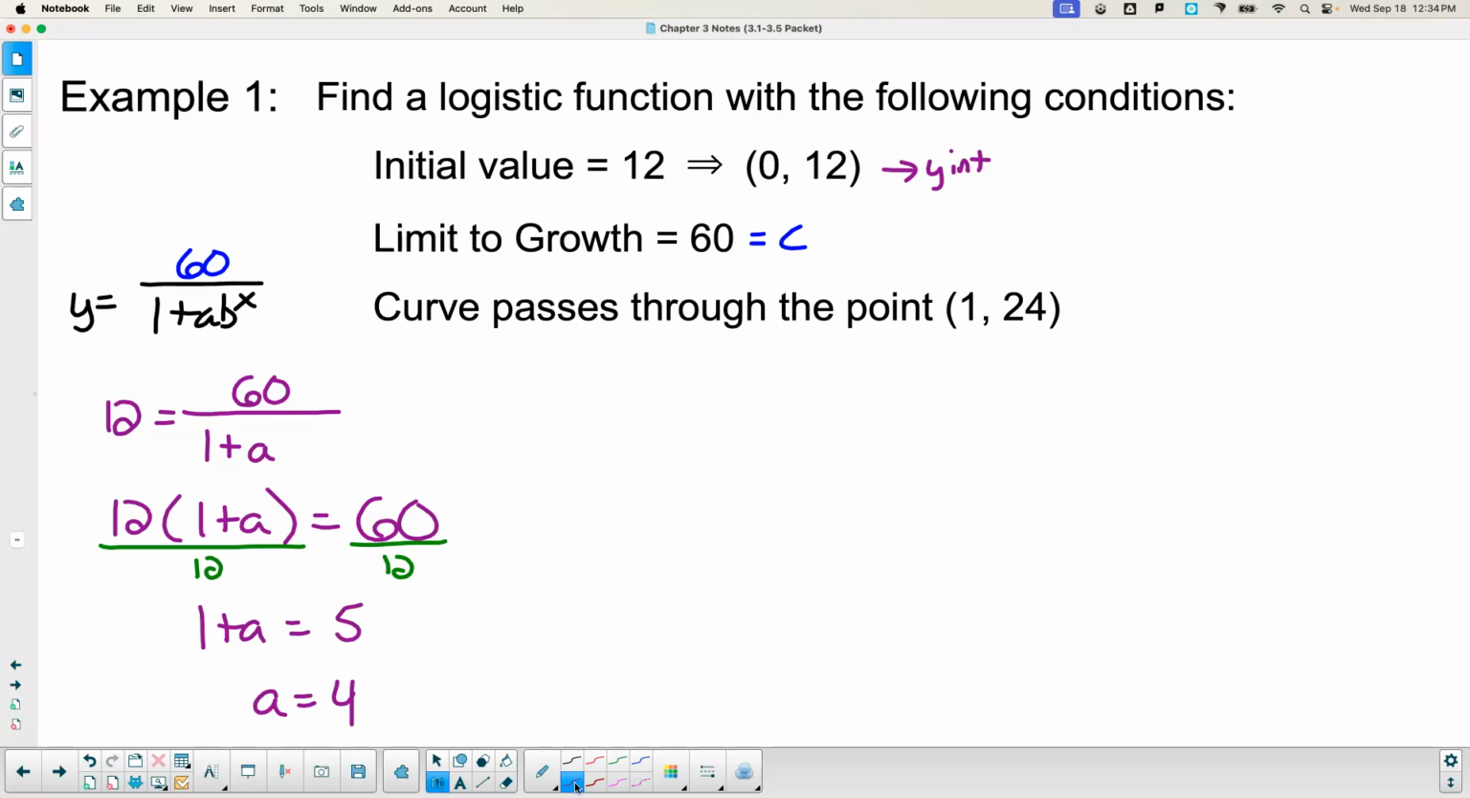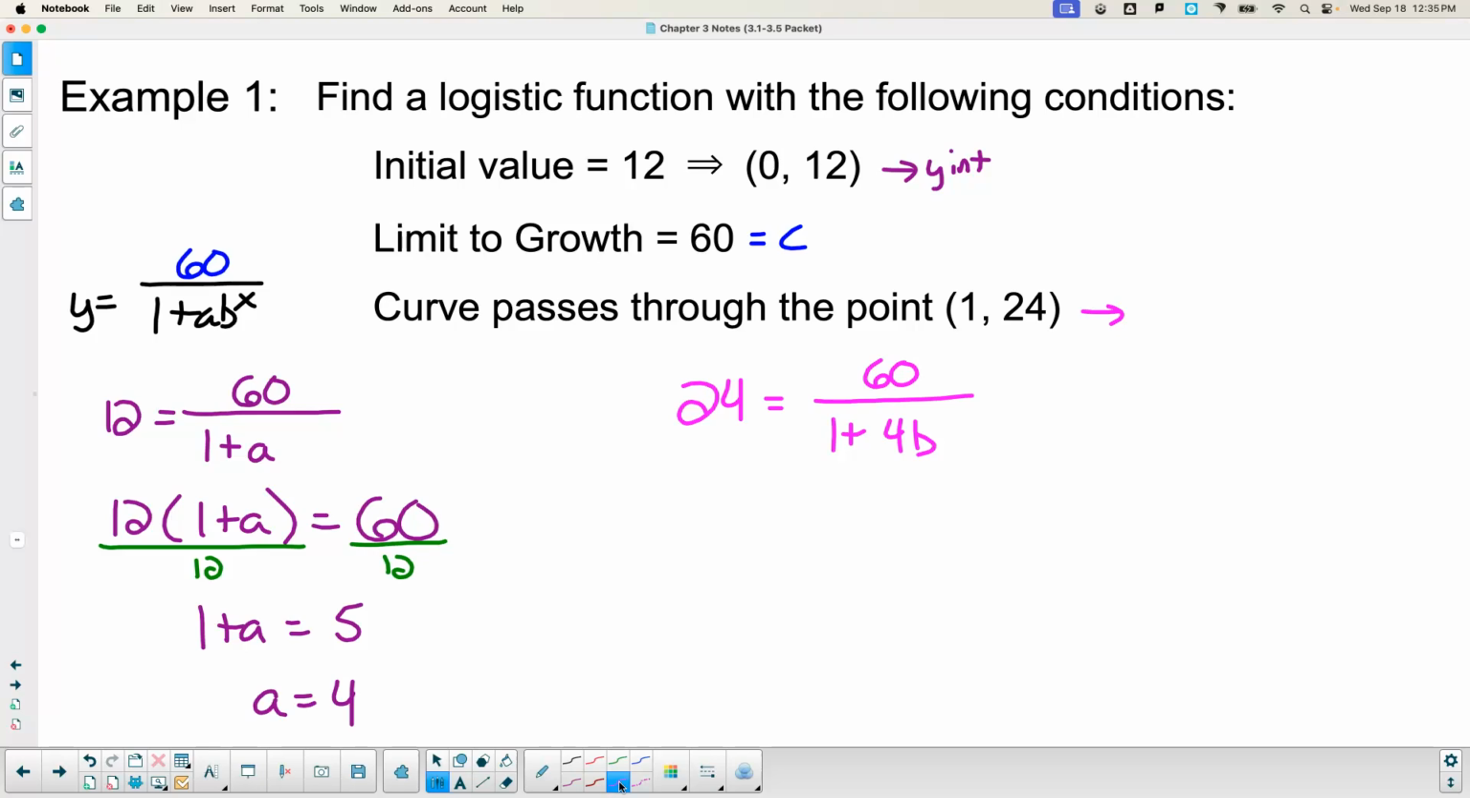So now I'm going to utilize this other point that it went through. I'm going to utilize it. And I'm going to say now 24 is equal to 60 divided by 1 plus my A value is now 4. And that's going to be B to the first power then, right?